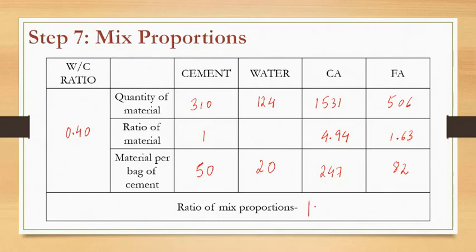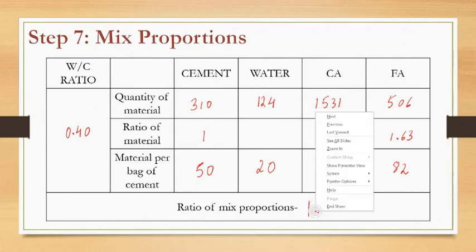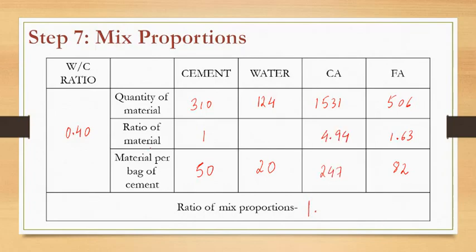So we'll get this as 1 is to 1.63 is to 4.94. So this is the ratio of mixed proportions.